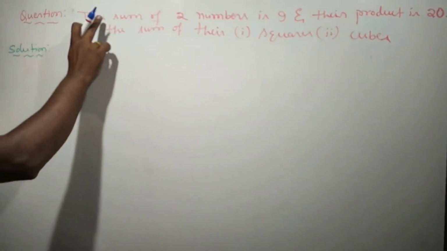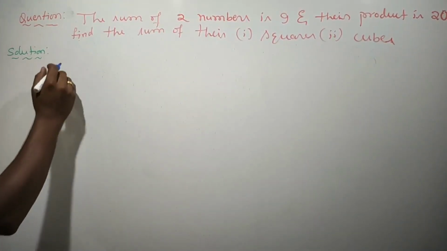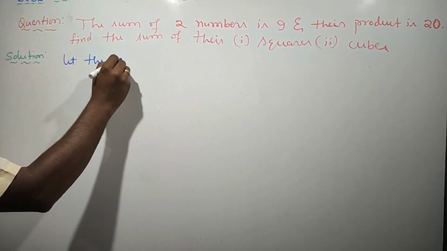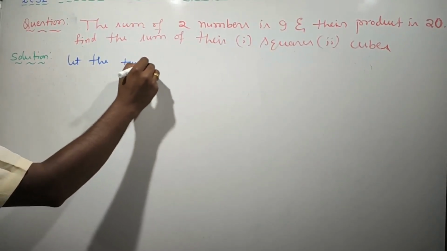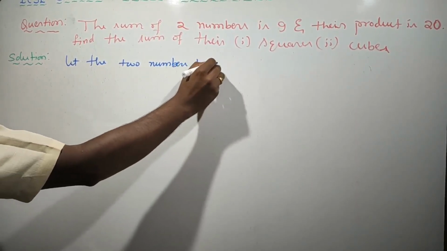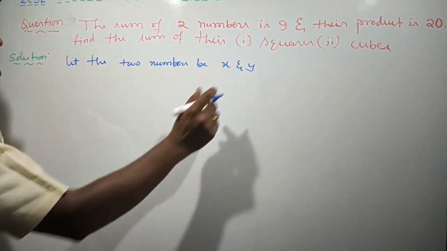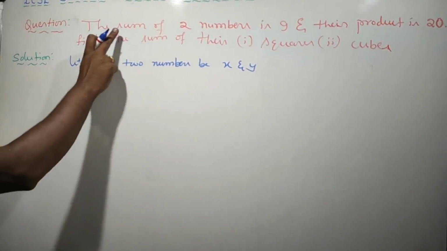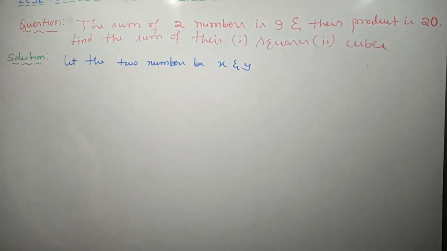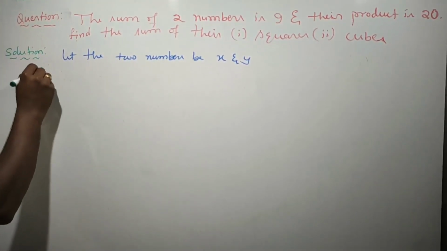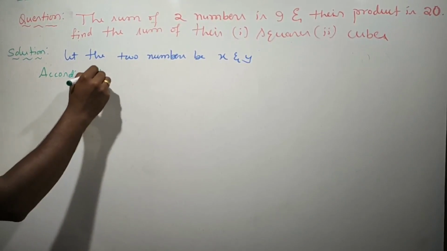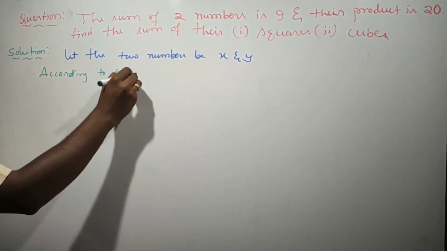First, given data: the sum of two numbers is 9. Let the two numbers be x and y, children. I consider the two numbers we don't know, the two numbers be x and y. See, now, next step, according to the given condition.